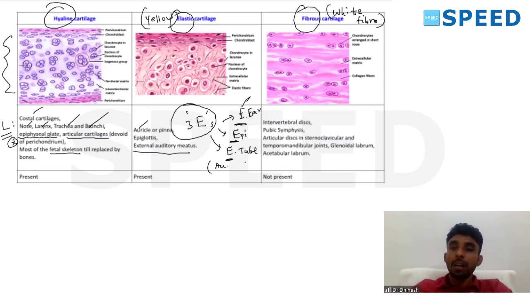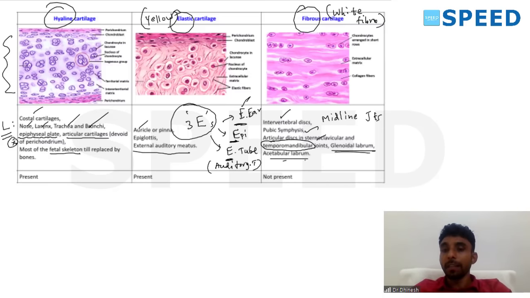Then what about fibrocartilage? Fibrocartilage is present in all the midline joints: the intervertebral disc, pubic symphysis, sternoclavicular joint, and also remember the temporomandibular joint, then the glenoid labrum and acetabular labrum, and menisci of the knee joint.